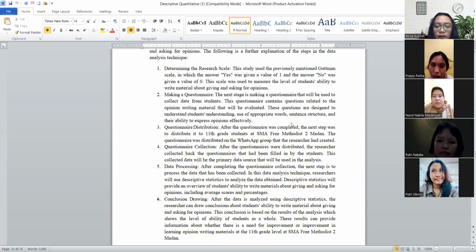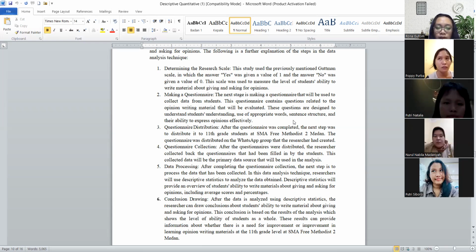The second one is making the questionnaire. This stage is making a questionnaire that will be used to collect data from students. The questionnaire contains questions related to the opinion writing material that will be evaluated. These questions are designed to understand students' understanding, use of appropriate words, sentence structure, and their ability to express opinion effectively.